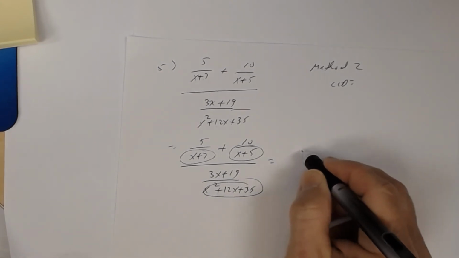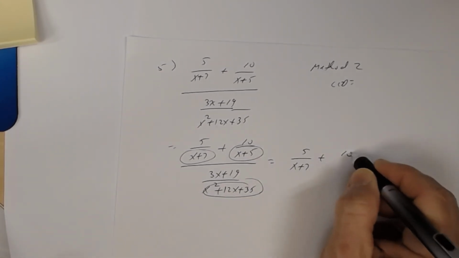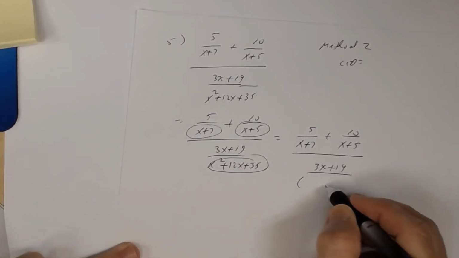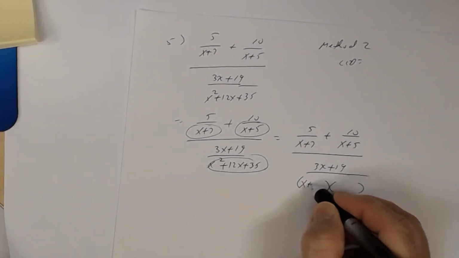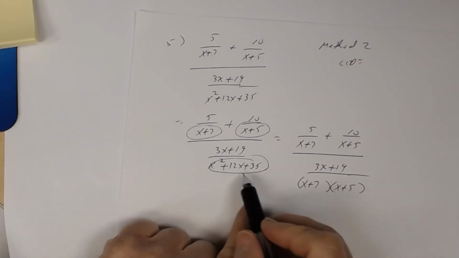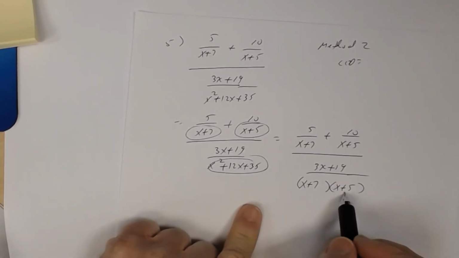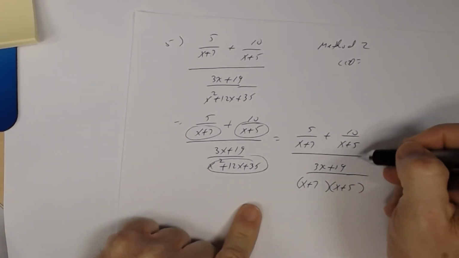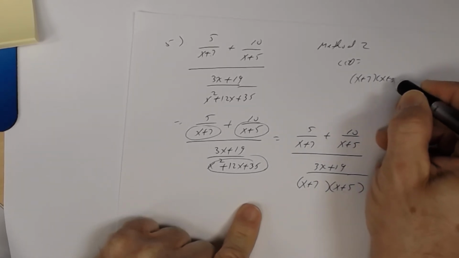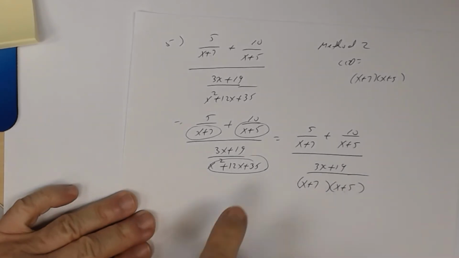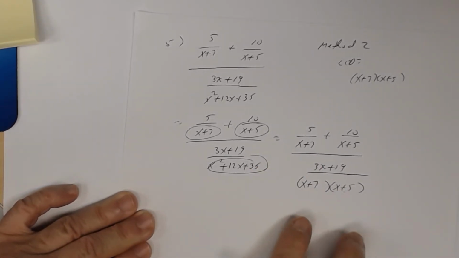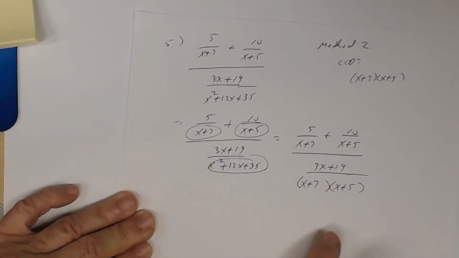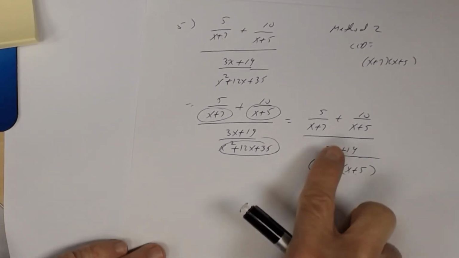So this is going to become 5 divided by x plus 7, plus 10 divided by x plus 5, all divided by 3x plus 19 divided by, and then I can factor that as x plus 7 times x plus 5. Notice that those factors are the same as these. So your LCD will then be x plus 7 times x plus 5. That's your LCD. Now remember, it's always a good idea, your next step is not to use this one, but to use this one when multiplying by the LCD, because these are already factored. So let's rewrite this.